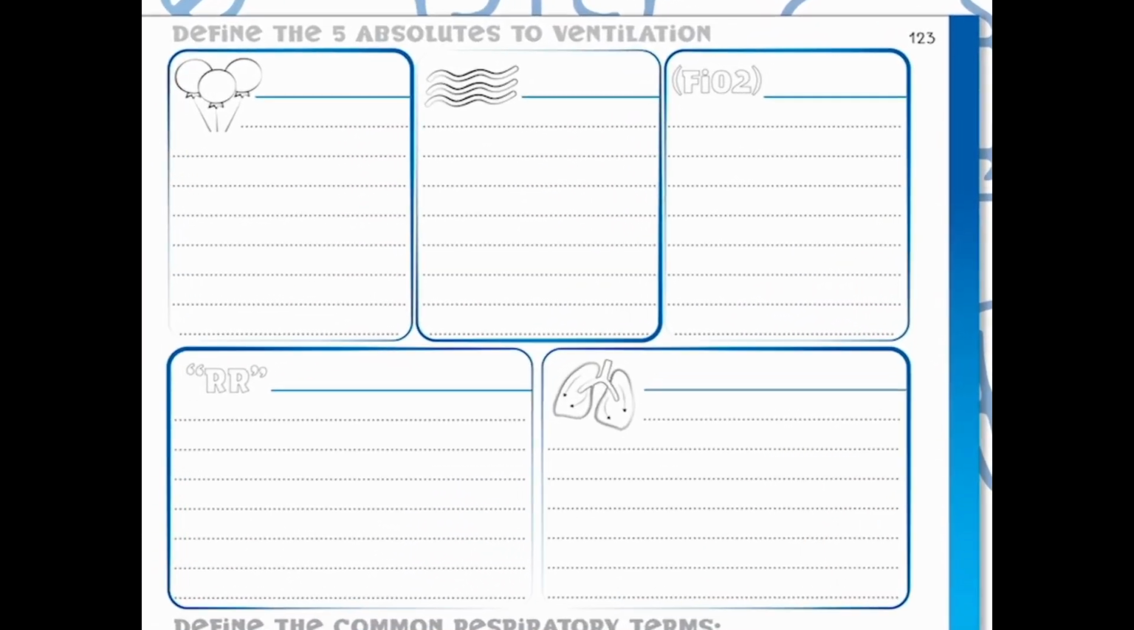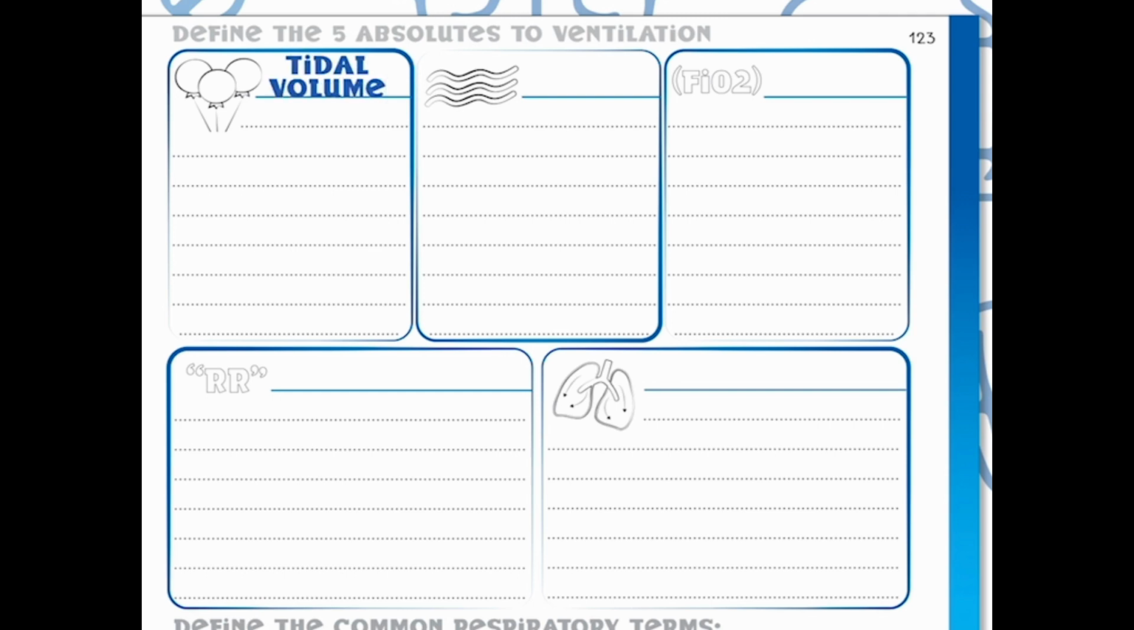So when our patients come in with any kind of respiratory distress or difficulty breathing, we want to make sure that we can effectively oxygenate our patients and have good lung compliance. There's a lot more to breathing than just putting oxygen in and putting a mask on them. So let's get started with these 5 terms and what effective lung compliance and oxygenation really means. We're going to define the 5 absolutes to ventilation.